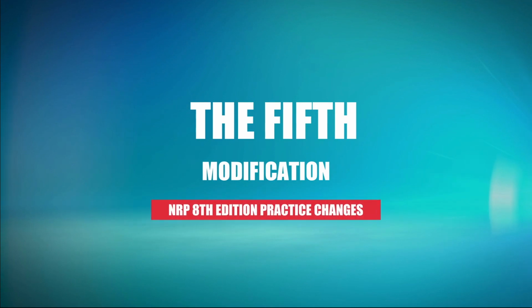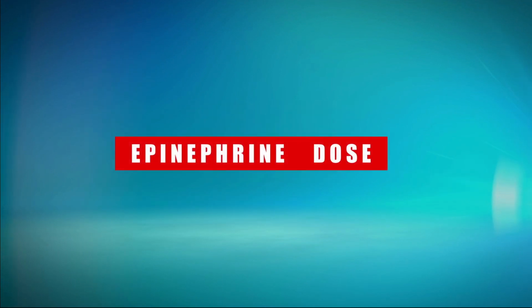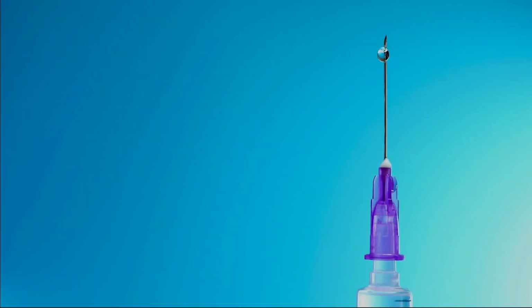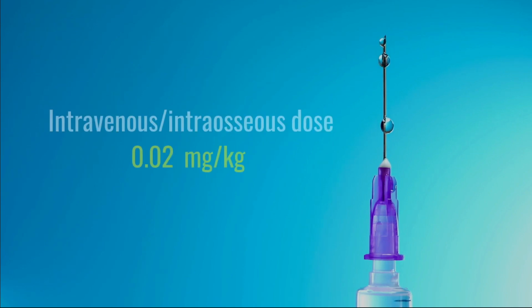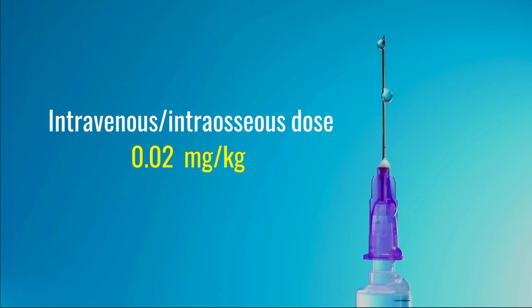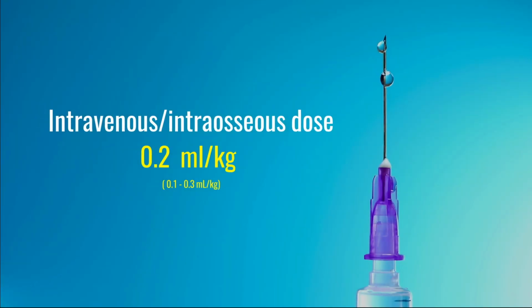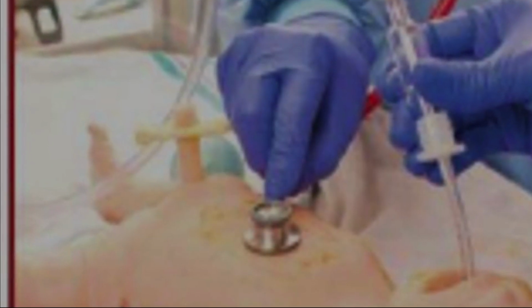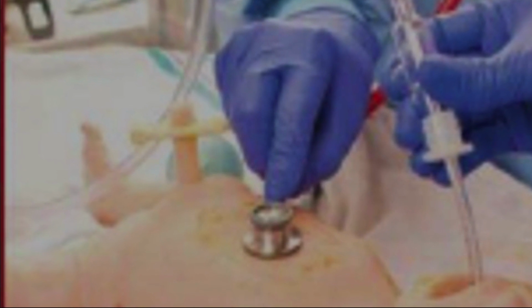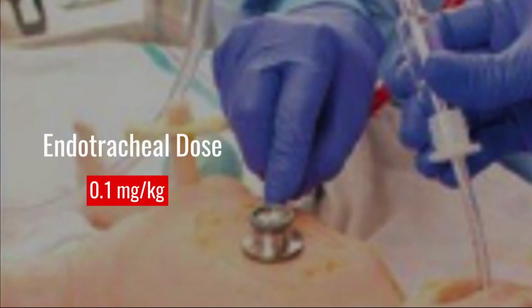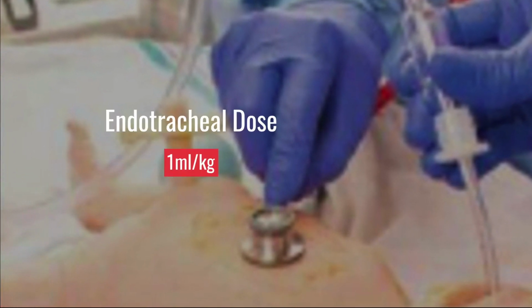The fifth change. Now, in NRP 8th edition, the suggested initial intravenous intraosseous dose equals 0.02 milligrams per kilogram, equal to 0.2 milliliters per kilogram. And the suggested endotracheal dose, while establishing vascular access, is 0.1 milligrams per kilogram, equal to 1 milliliter per kilogram.